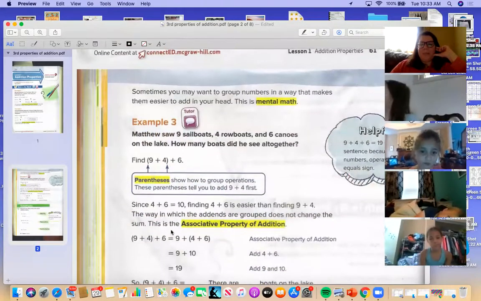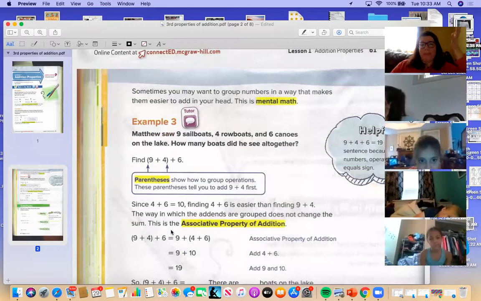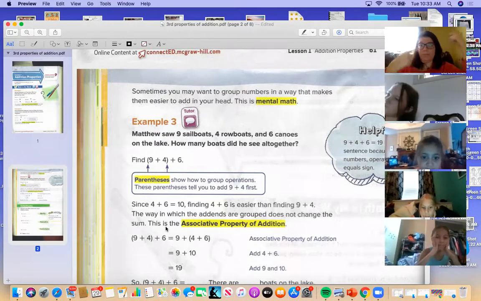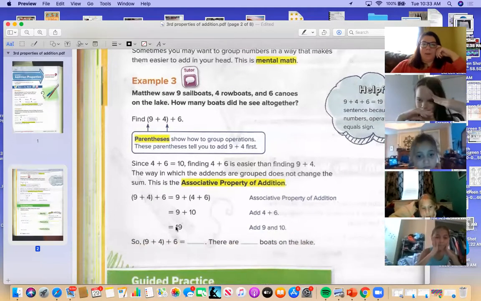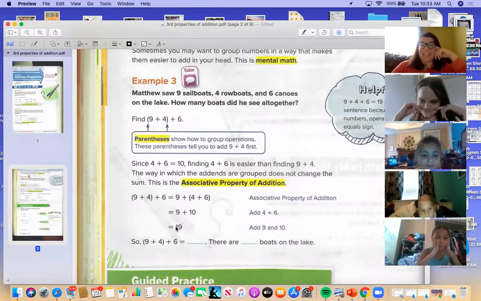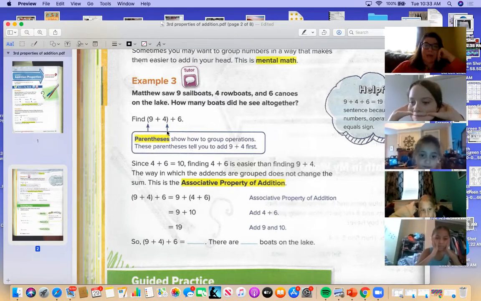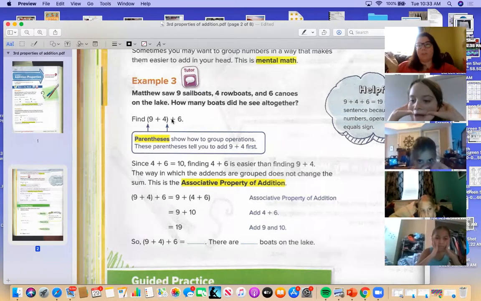Now, sometimes you may want to group numbers in a way that makes them easier to add in your head. That's mental math. So in this example, it says Matthew saw 9 sailboats, 4 rowboats, and 6 canoes on the lake. How many boats did he see altogether? Well, he may want to group this and use parentheses, which shows you how to group operations. These parentheses tell you to add 9 and 4 first. When we see parentheses, it just tells you what to add first.